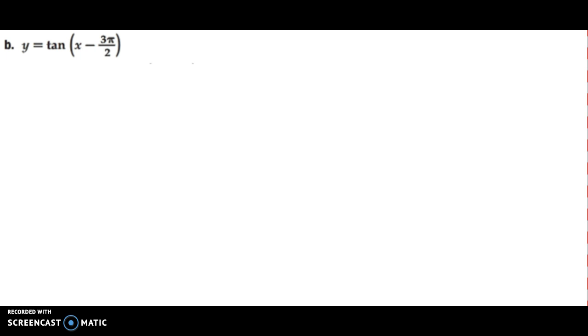So let's look at another one right here. Now you'll see the difference in this one is that our C is different. B is 1, but C is different. So our period we're still going to look at is going to be pi over the absolute value of B. Well, what is B in this one? B is 1. So my period is still going to be pi, just like it was before.